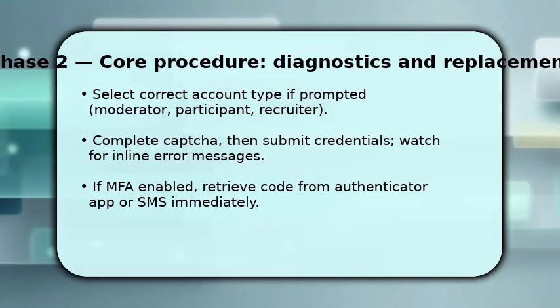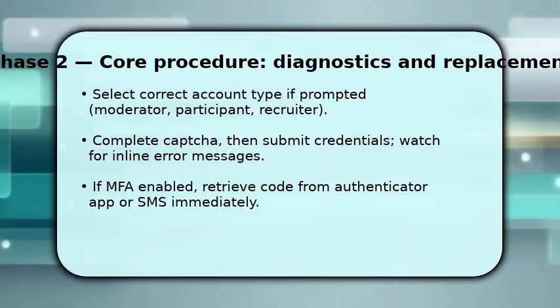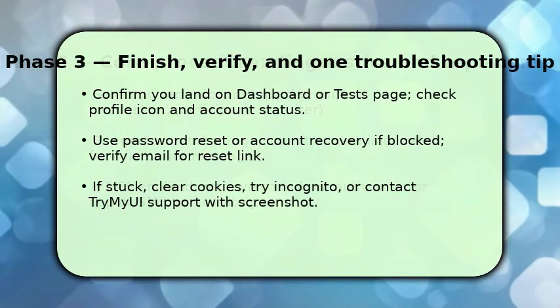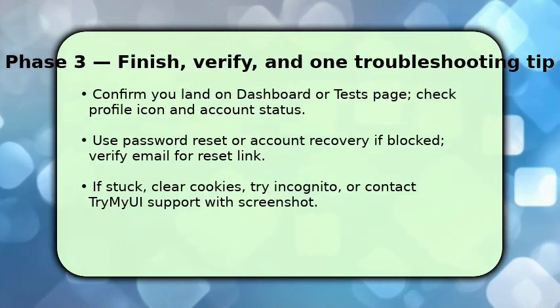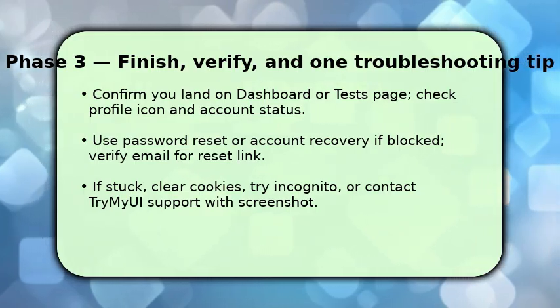If multi-factor authentication is enabled, open your Authenticator app or check SMS and enter the code promptly, because codes expire quickly. Make sure to keep the browser tab active. Background tabs can interrupt time-sensitive codes. Once authenticated, you should land on your Try My UI dashboard or the tests list. Check your profile icon to confirm the correct account.